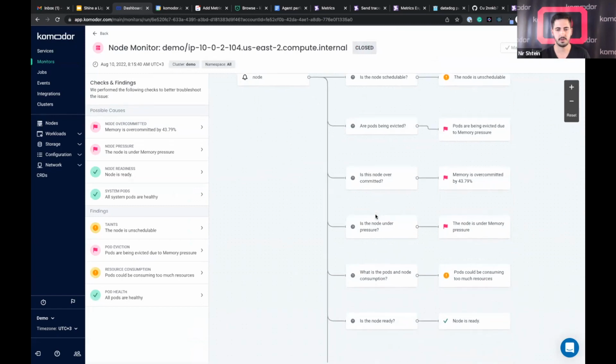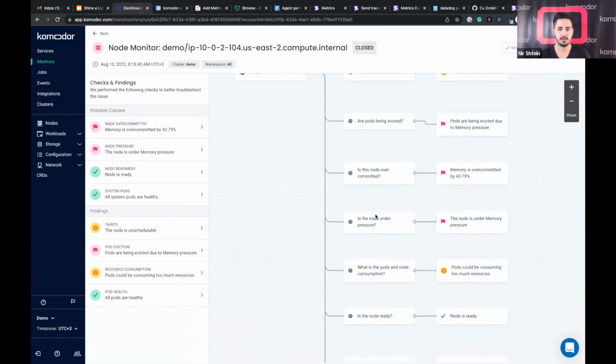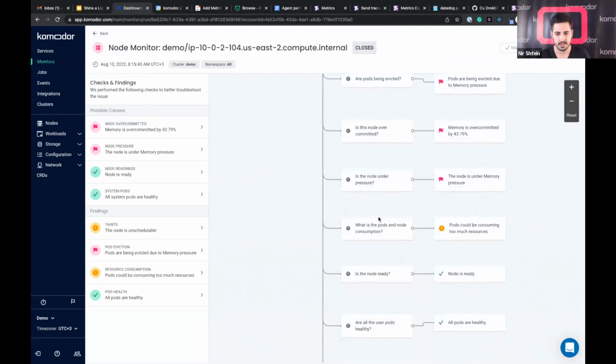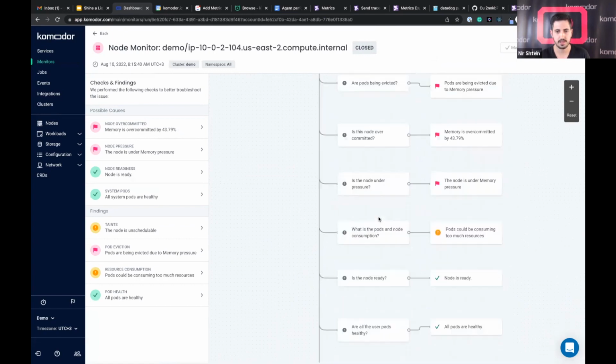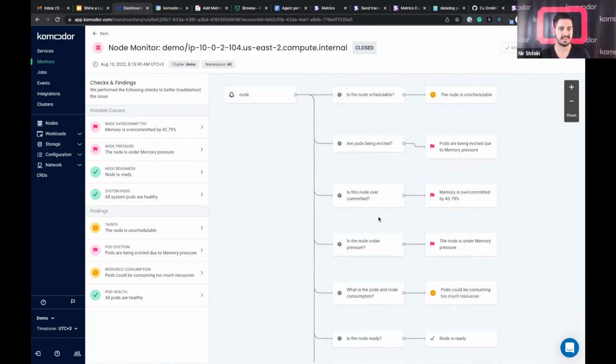And this is generally what Komodor did for me. Komodor ran, I think, 8 checks here that Komodor checked for me. As a Kubernetes user, I would need to run all of those checks. Let's say that I remember and know all of those checks. It will take me a lot of time to do them. So now that I concluded that the problem is related to the node, let's see why the node got unhealthy.